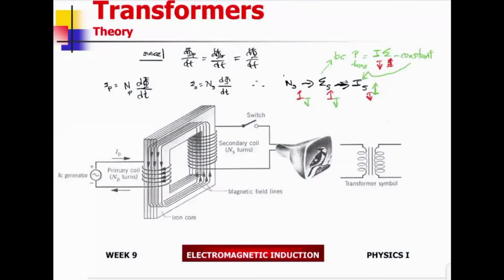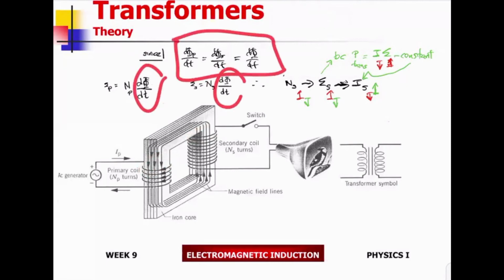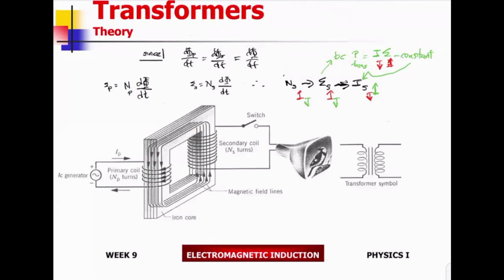Okay, so we got a bunch of transformer questions. Change in flux within the primary and the change in flux within the secondary. Change in flux here and the change in flux here, they will have to be the same, right? So the change in flux in both of them will be the same. All right, so the next question is why?